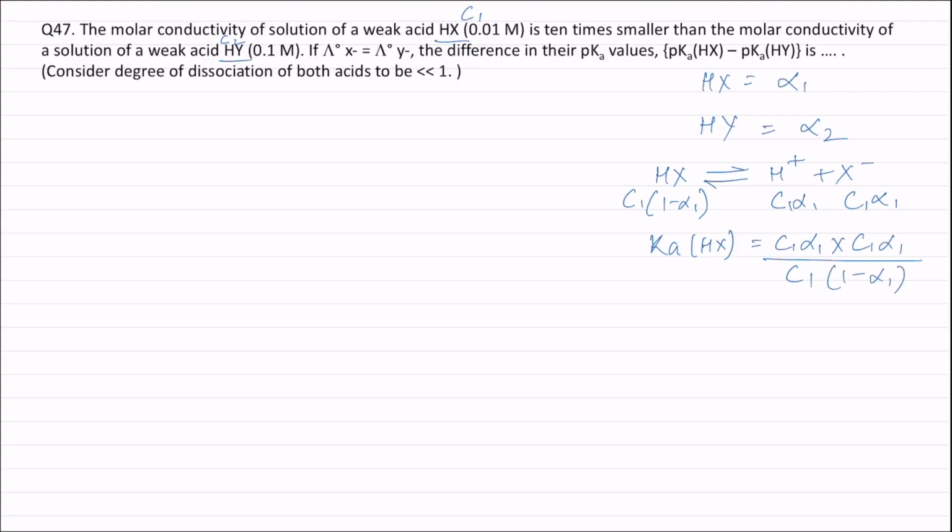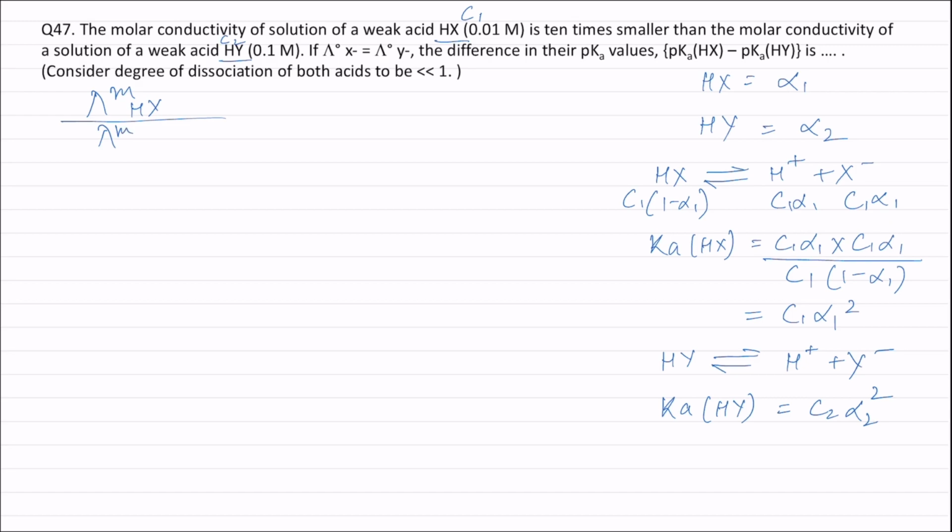Now since the value of alpha is smaller than 1, it can be neglected in the denominator and Ka of HX will be equal to C1 alpha 1 square. Similarly, HY dissociates to form H plus and Y minus ions, and Ka for HY will be equal to C2 alpha 2 square. Now according to the question, molar conductivity of HX divided by molar conductivity of HY is equal to 1 by 10.